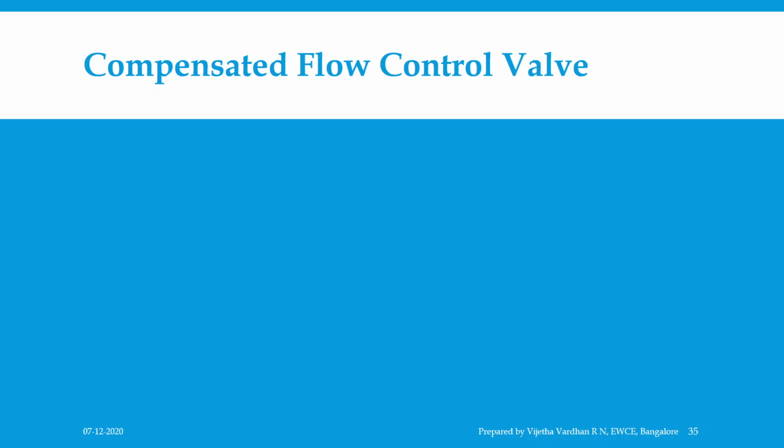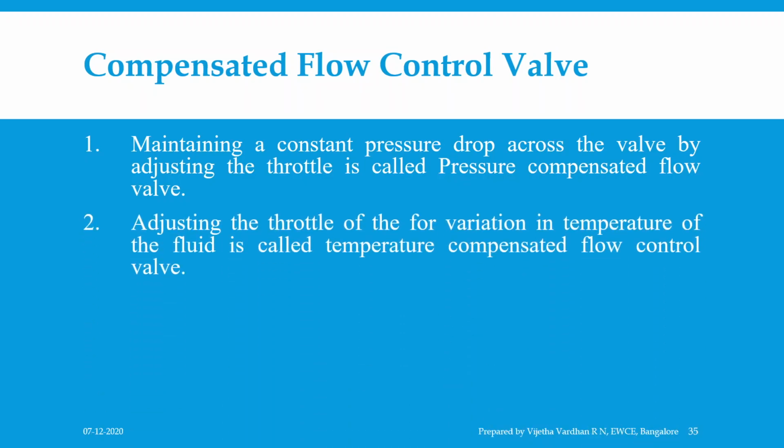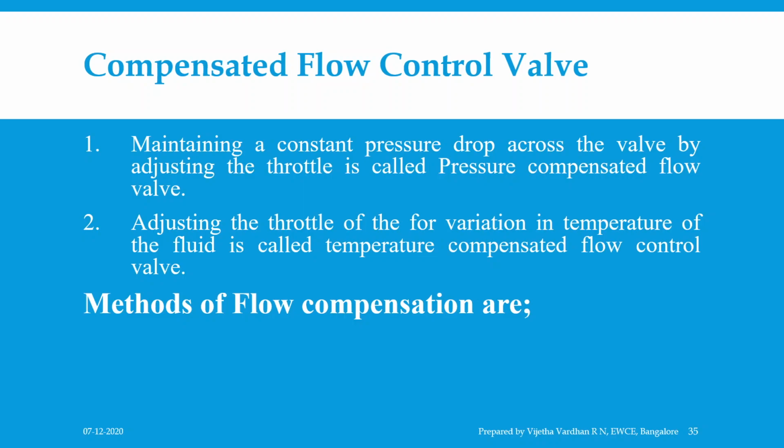These requirements can be achieved by maintaining a constant pressure drop across the valve by adjusting the throttle, which is called a pressure compensated flow control valve. The other one, adjusting the throttle for a variation in temperature of the fluid, is called a temperature compensated flow control valve. Now the methods of flow compensation are as follows. The different methods of pressure compensation are the bypass type and the restrictor type.